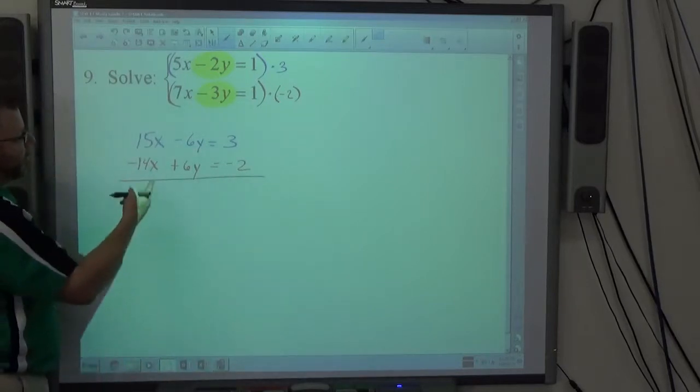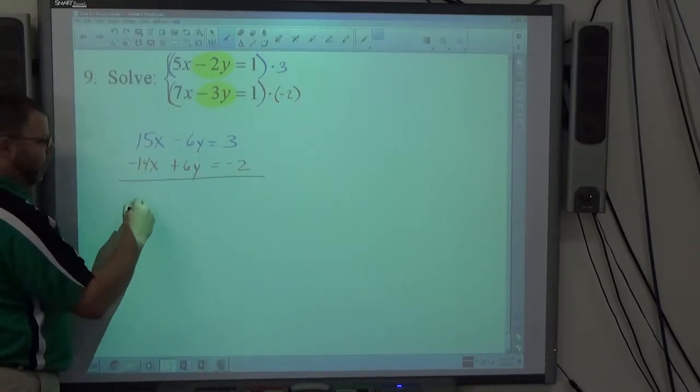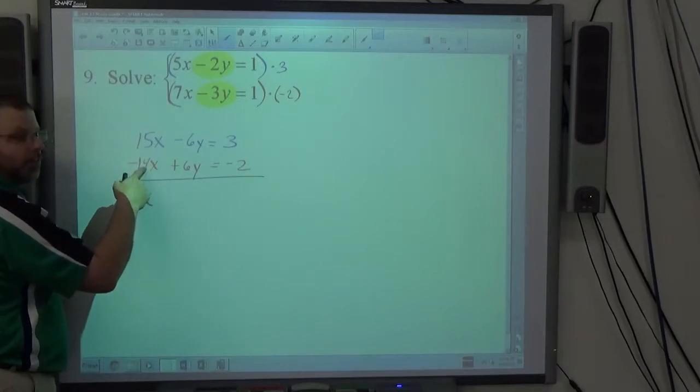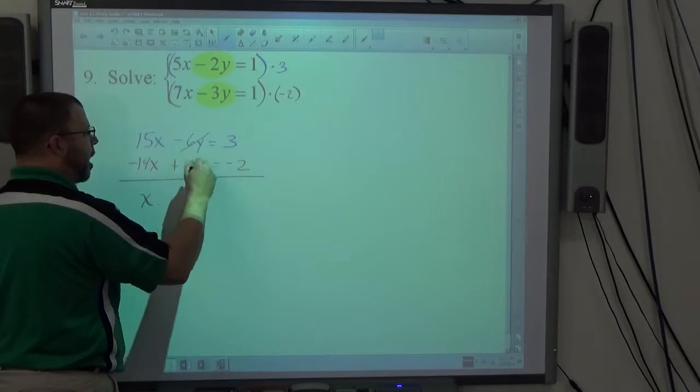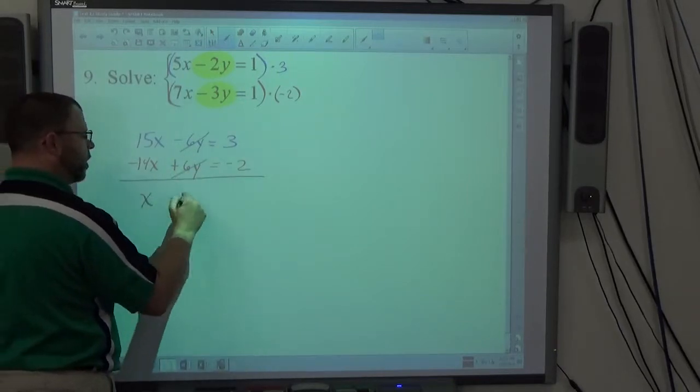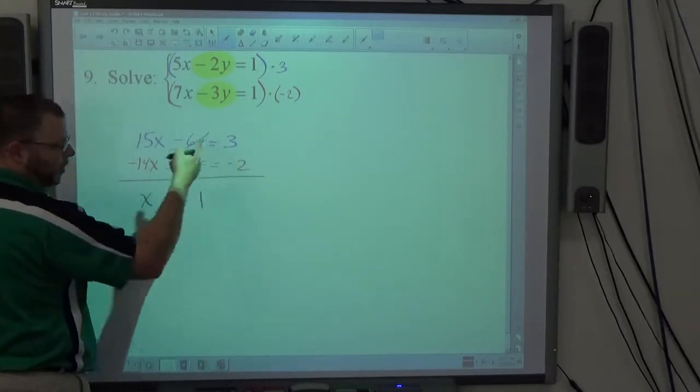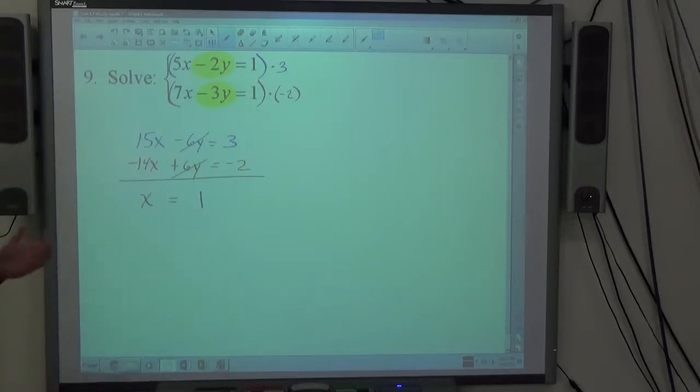If I add the equations together now, 15x minus 14x makes 1x. Different signs subtract. 15 is bigger, so it's positive. Negative 6y, positive 6y, opposites cancel completely. 3 minus 2 is 1. Opposite signs subtract. 3 is bigger, so it's positive. Just like that, x equals 1 is the correct answer for x.